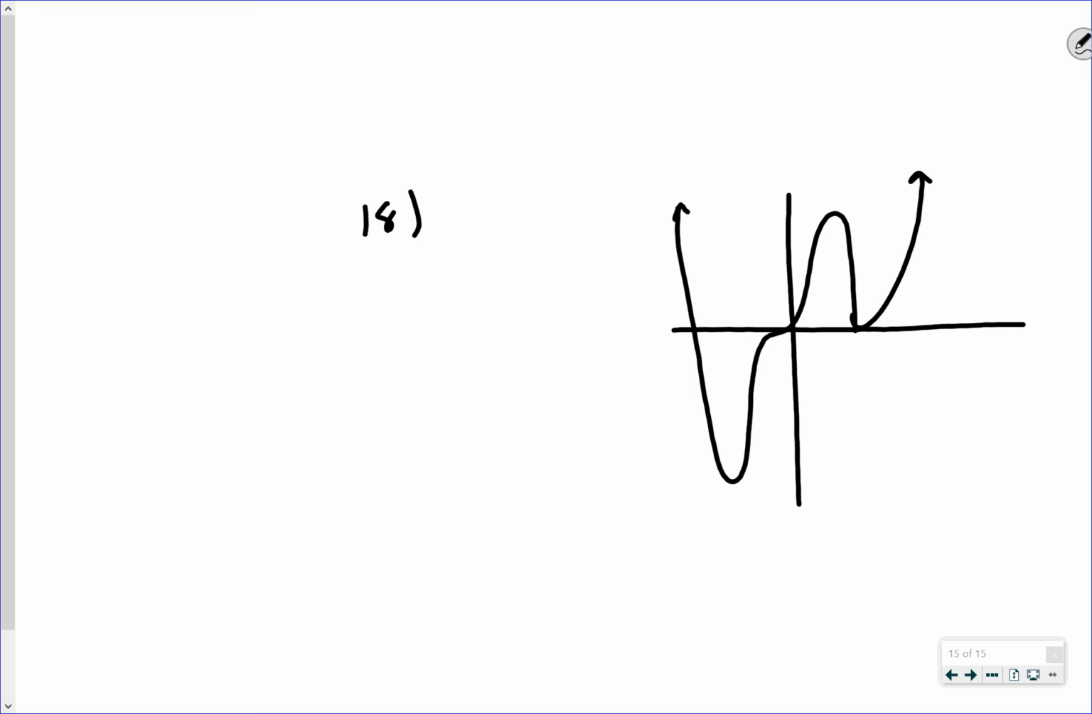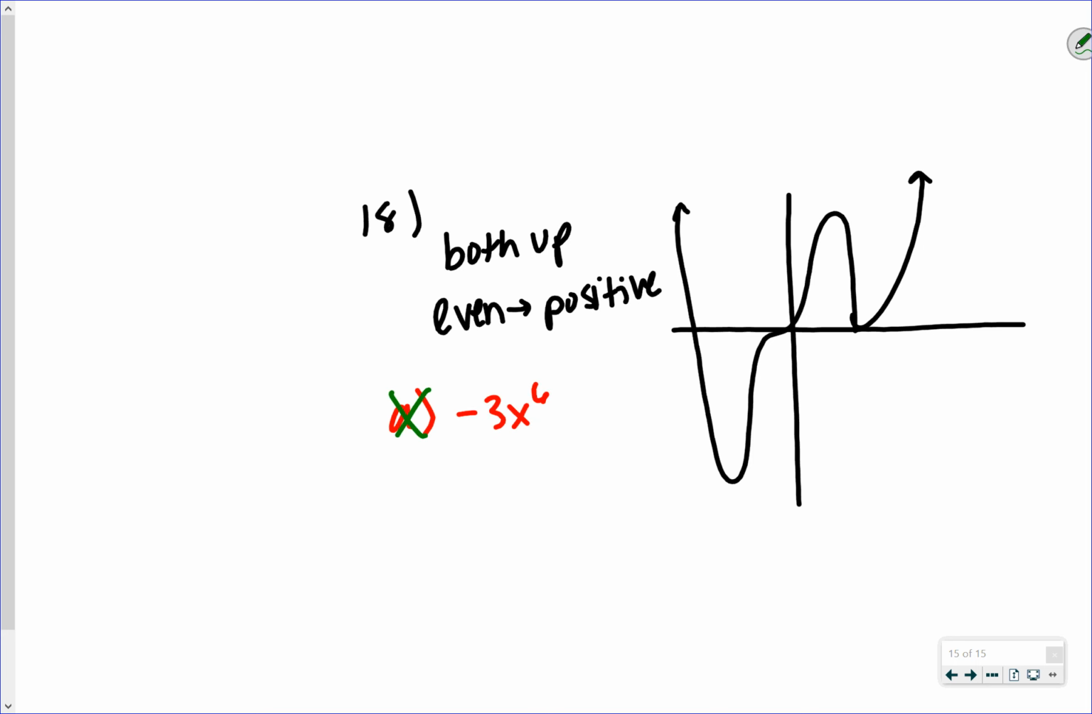There we go. So my ends both go up, which means I have an even degree polynomial, since they go the same direction, and a positive number out front. So I'm looking for that. For A, the leading term is negative 3x to the 6. Even is there, but not positive.